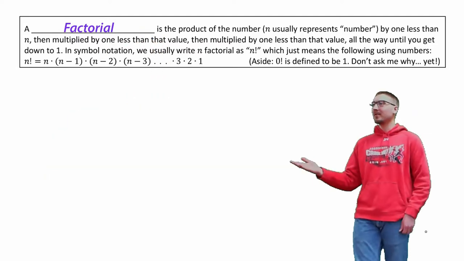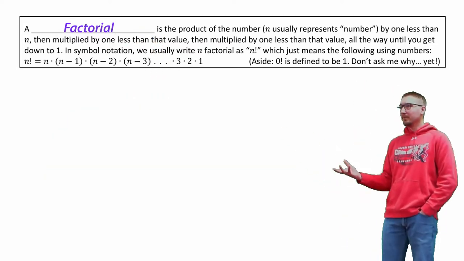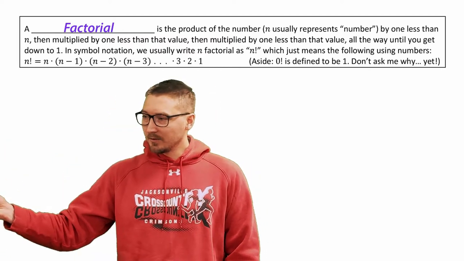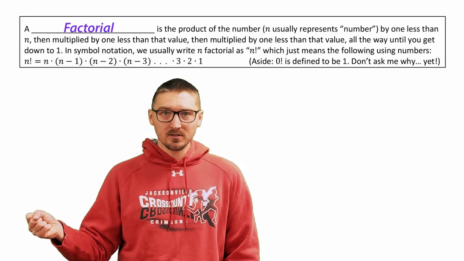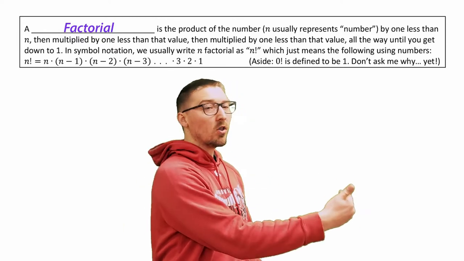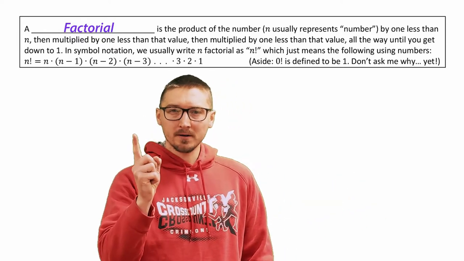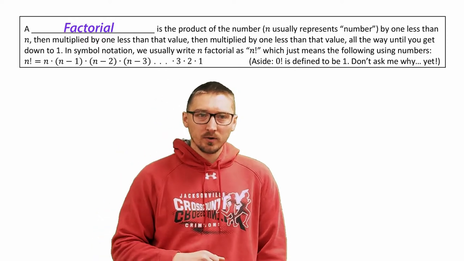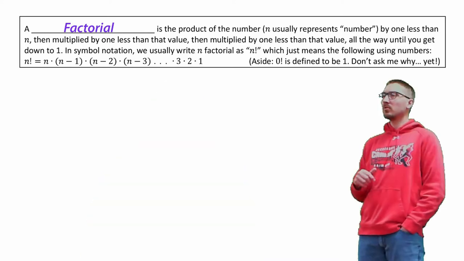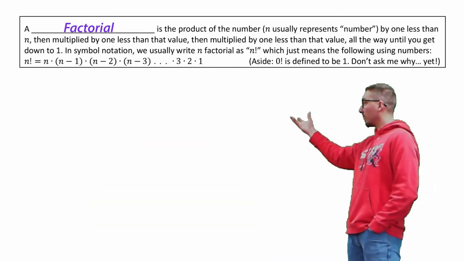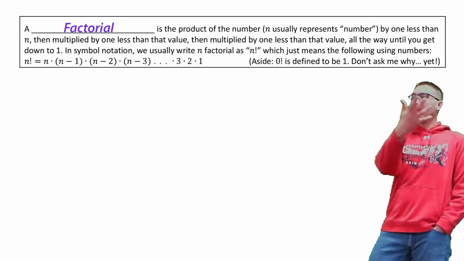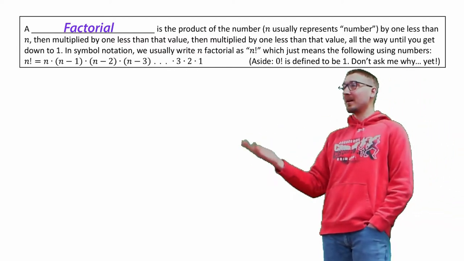So what is a factorial? A factorial is the product, or the multiplication, of the number, and usually we use the letter n to represent any number that we want, and you multiply that number by one less than what it was, by one less than that value, by one less than even that value, until you get all the way down to multiplying by 1 at the end. So usually we would write that as n exclamation point, n factorial. And so there's this nice little formula. You go all the way from the number you're choosing all the way down to 3 times 2 times 1 at the end.